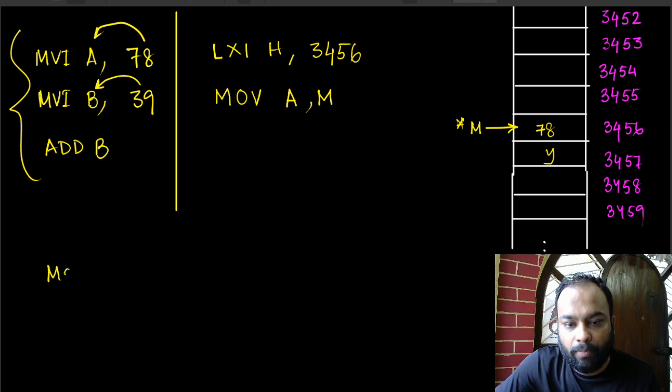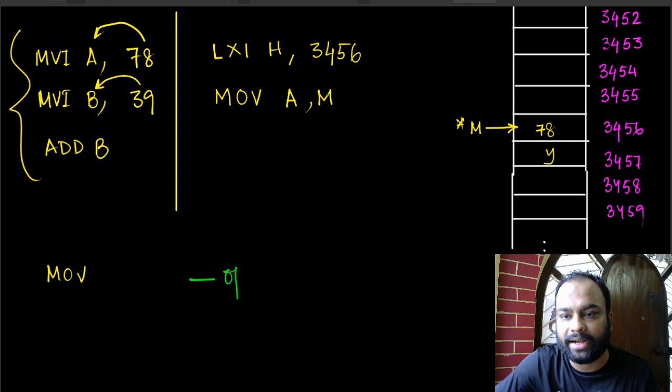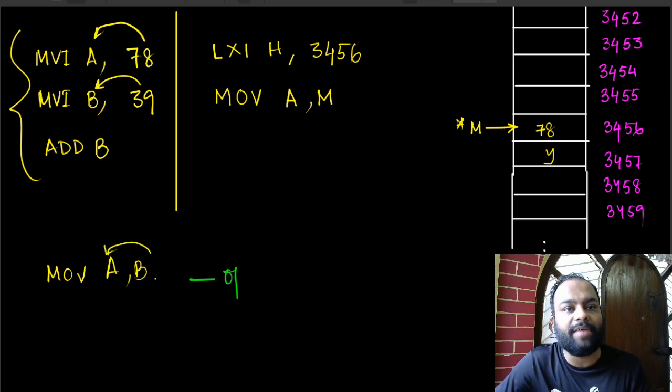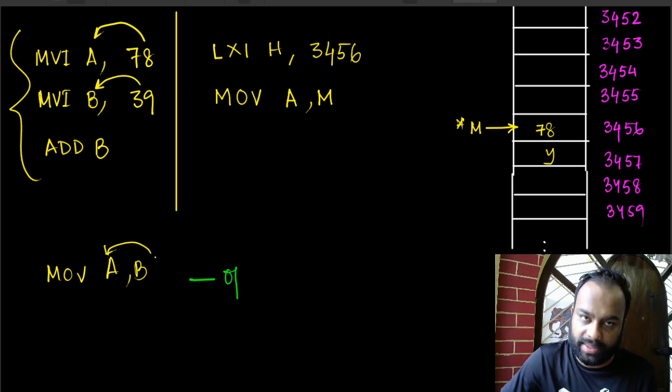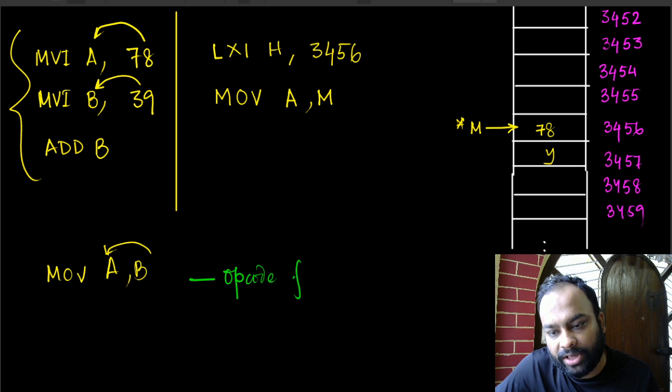If I say move B comma A, we are copying data from register A into register B. Let's instead write A comma B. If I say move A comma B, try to understand everything is internal to the microprocessor. The data is already there in one of the registers, and we're just moving it into another register. So this would only have the opcode fetch. This is a 1 byte instruction, and this will only have the opcode fetch.